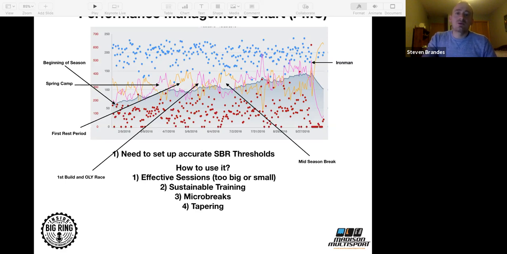Mid-season break, it gets hot where he's at. I think he's traveling at this time too. The guy travels quite a bit. Mid-season break. Now, gung-ho, the final build starts to go.